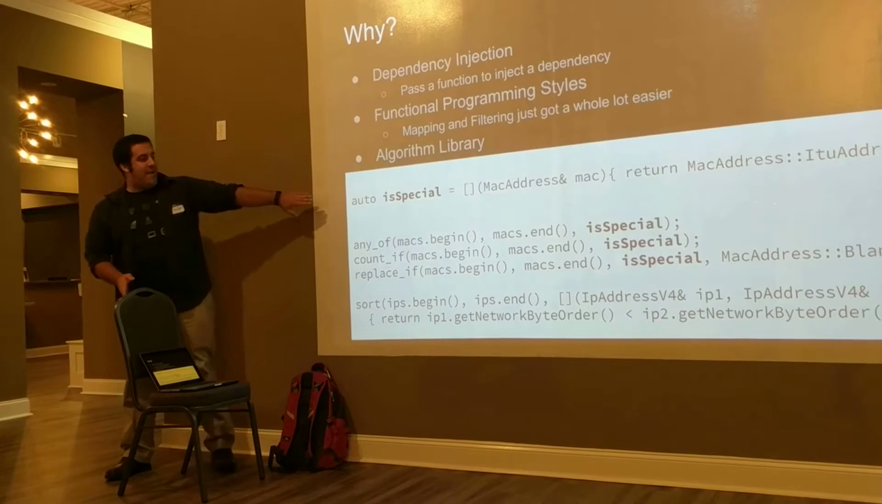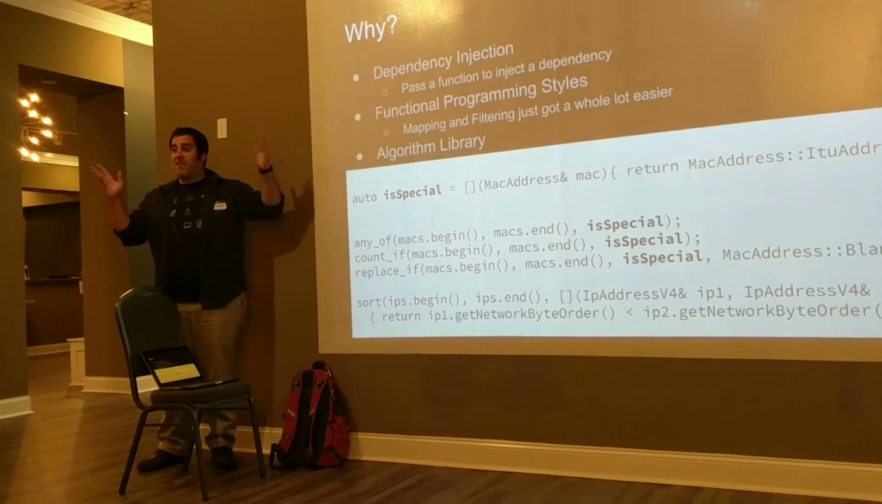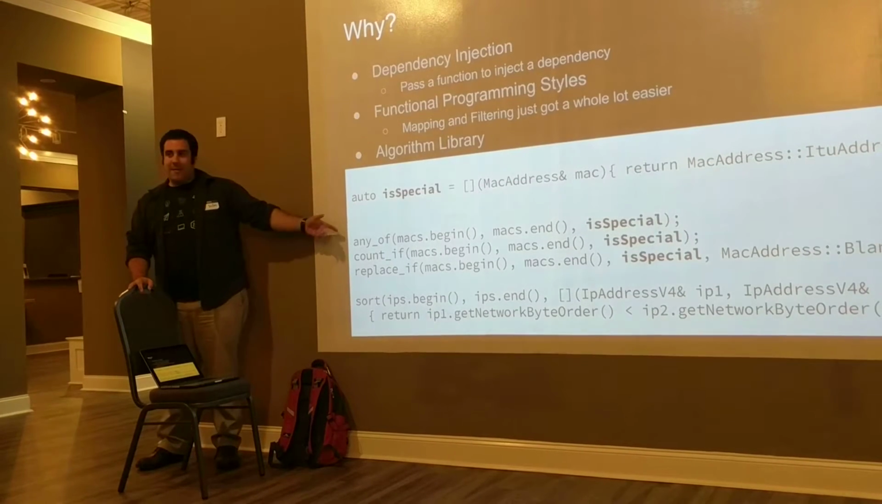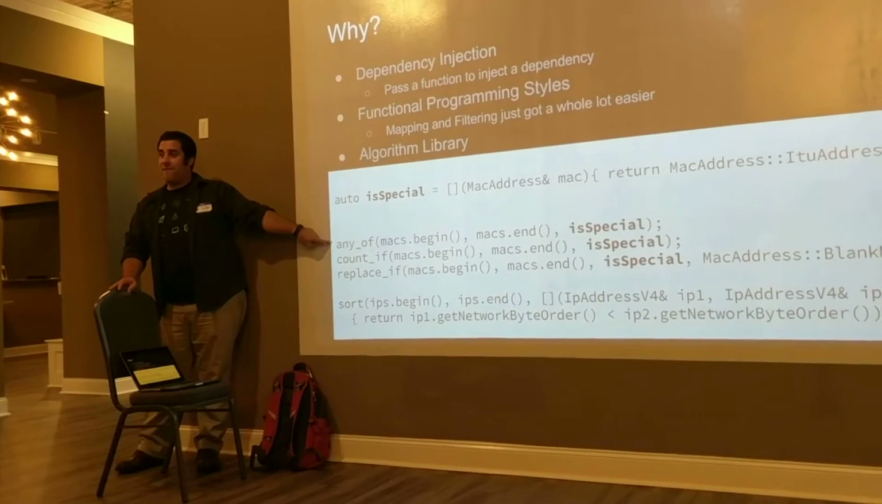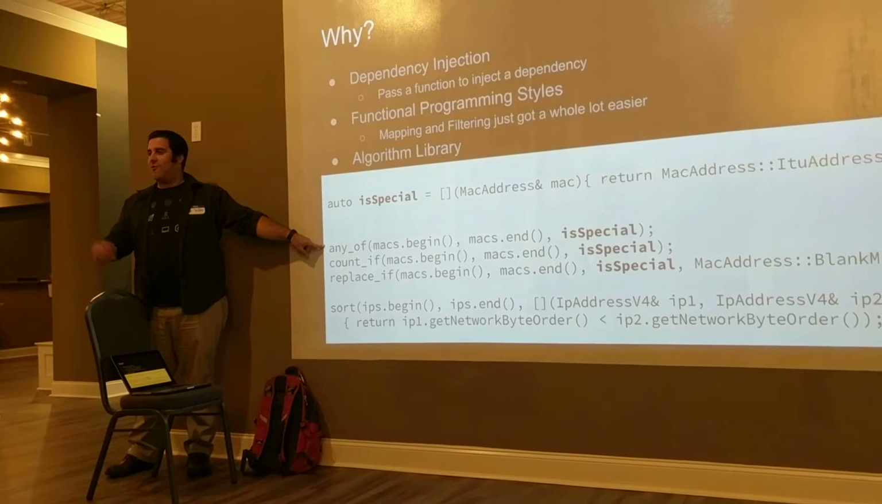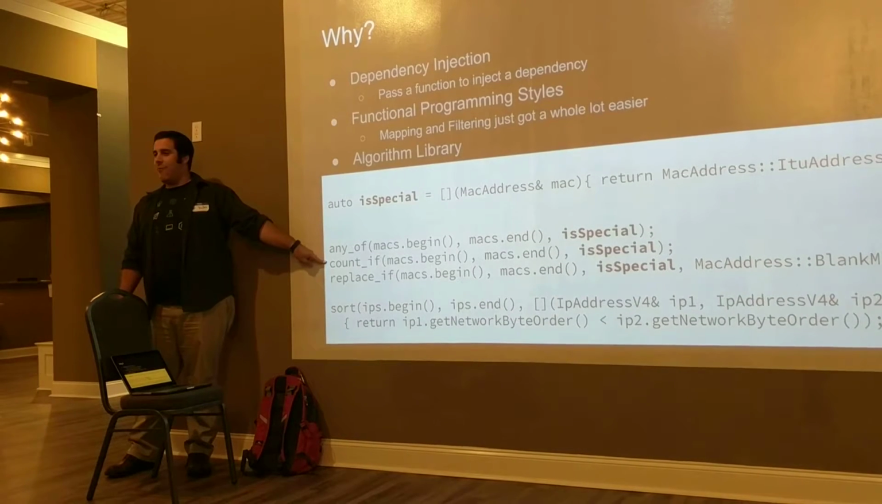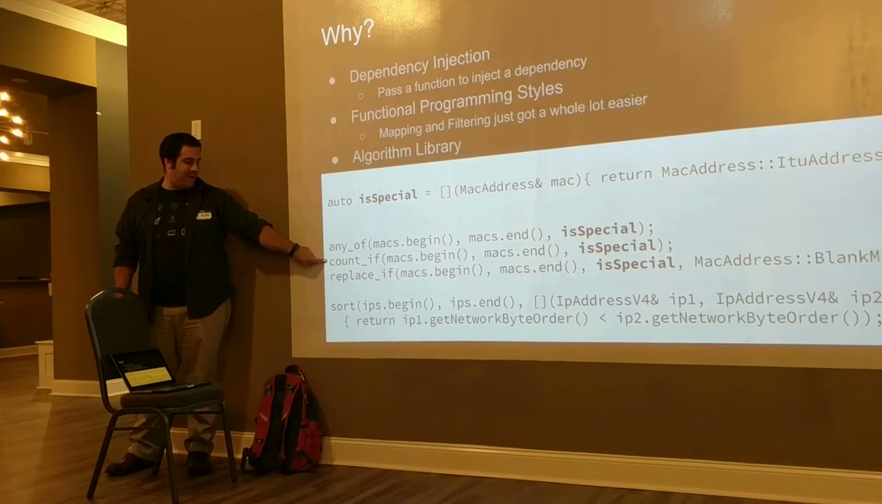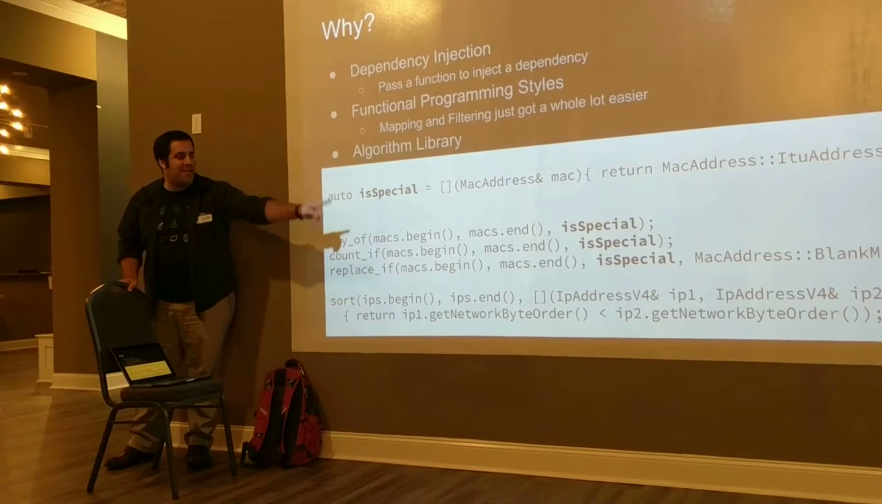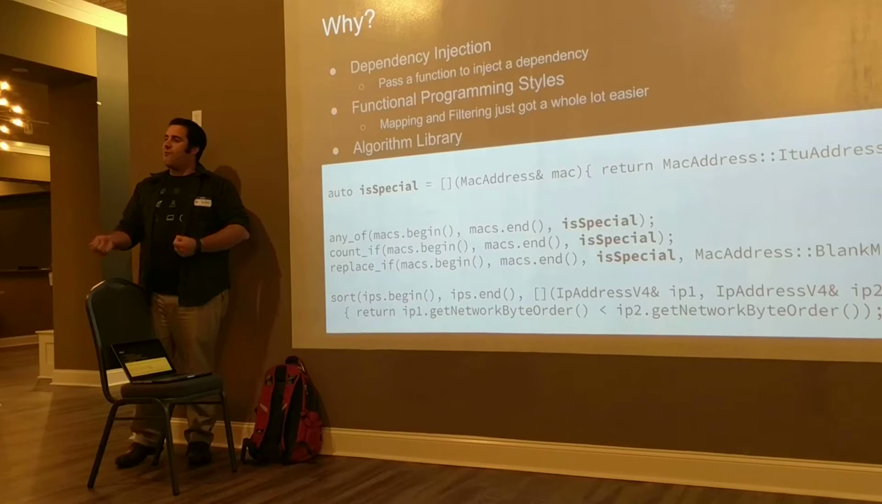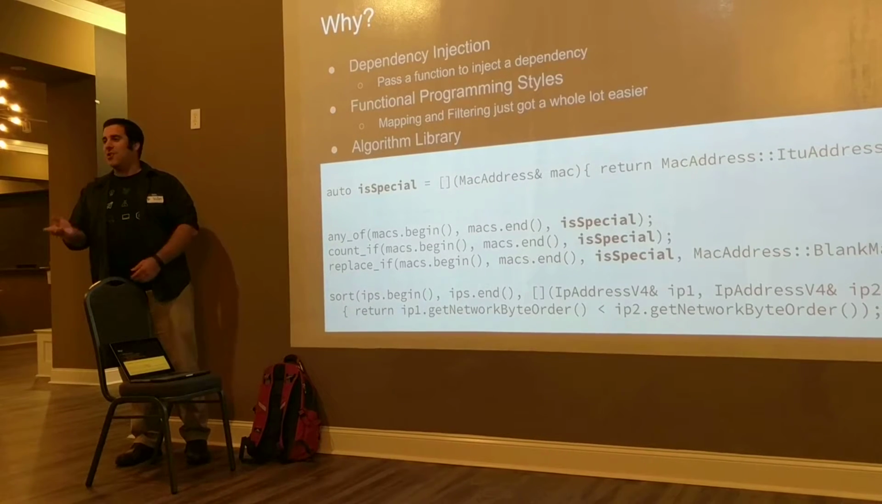Let's say I had this lambda that just said if a MAC address was some special MAC address. Well, in the algorithm library, I can pass that lambda in and say, hey, are any of these MACs that special? And that returns true or false. I can count how many of those are special just by passing in a lambda. I can even replace everything that matches that special MAC address with my own. And the reason this works is because a lot of these functions take a function in as a parameter.